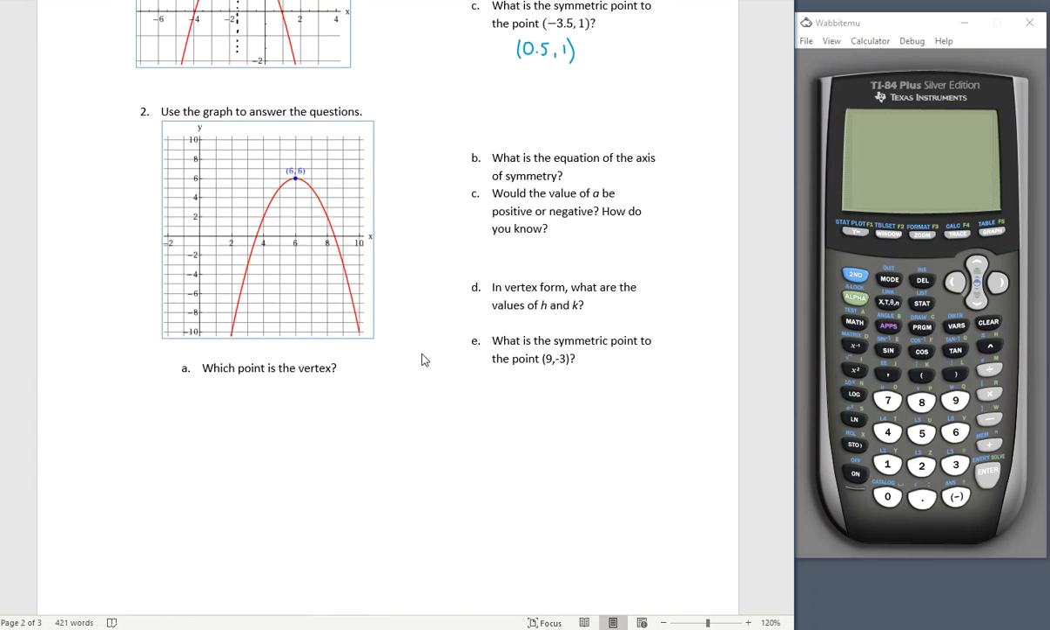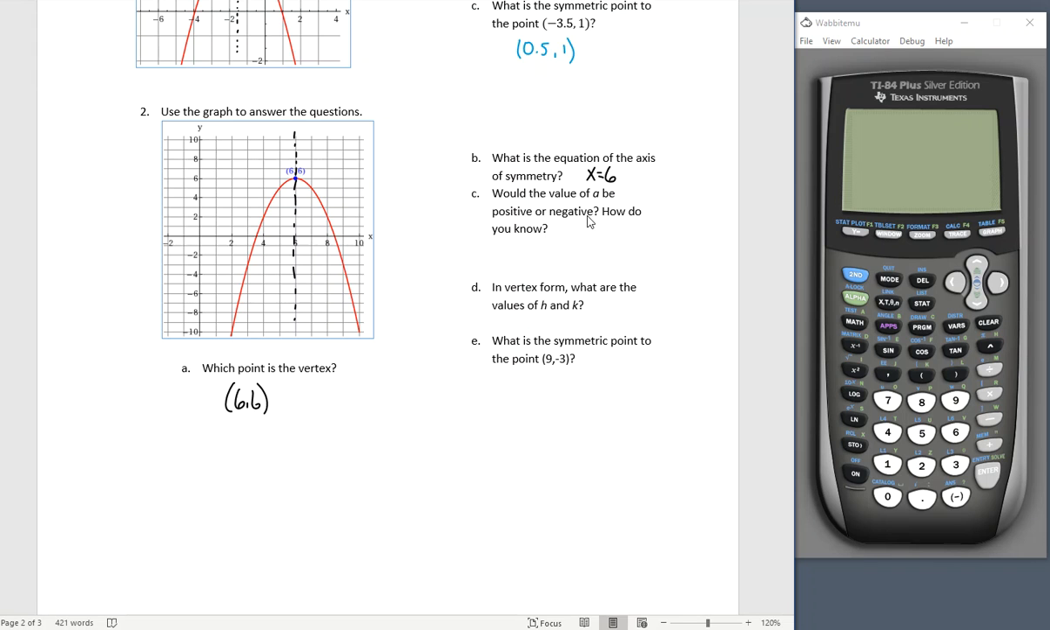All right, let's do it again. For example number 2, what point is the vertex? The vertex is up here at 6, 6. Again, it's labeled. What is the equation of the axis of symmetry? Our little mirror that forms through the center of the parabola, through the vertex, cutting it in half. Always an x equals equation, always the x coordinate of the vertex.